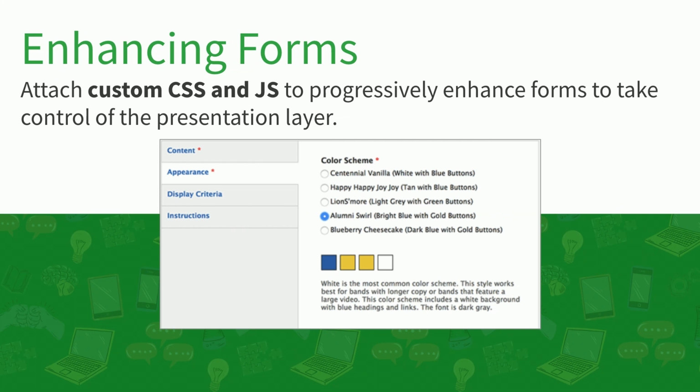Also on enhancing forms, it's just the form. I keep saying that. So you can add CSS and JavaScript to it. This is an example of a select list that we are adding some color swatches from our theme, from our components. And so as you're picking the appearance of this object, you get these color swatches.